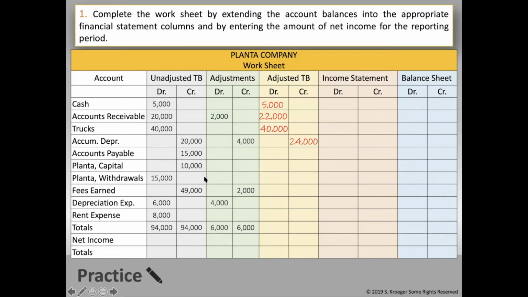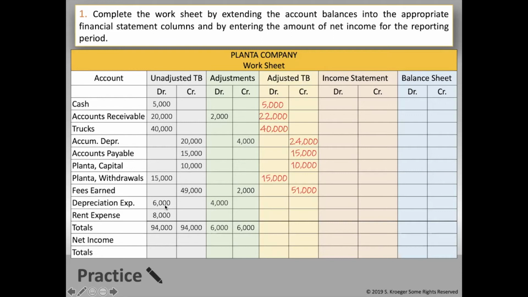The next few have no adjusting entries, so we'll keep the 15,000 as is, the 10,000 as is, and the 15,000 as is. Now for fees earned, there is a credit and another credit. Two credits we add, and we get 51,000 as a credit.